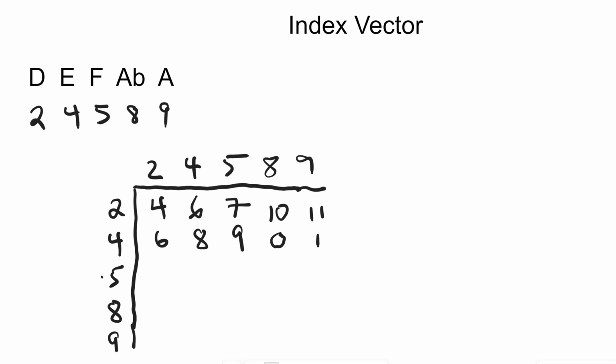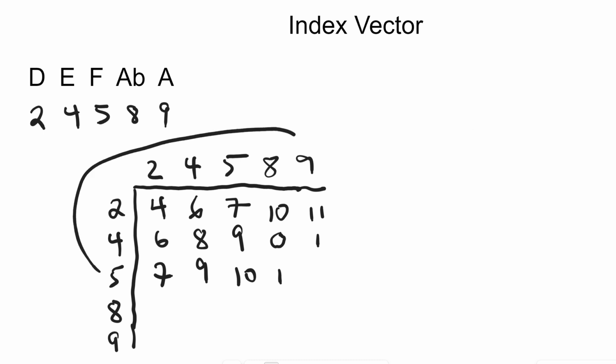Now we move to 5. Add 5 with 2, it's 7. Add 5 with 4, it's 9. 5 and 5, 10. 5 and 8 is 13, which is 1 mod 12. And then 5 and 9 is 14, and that's 2 mod 12. We subtract 12 from the 14.